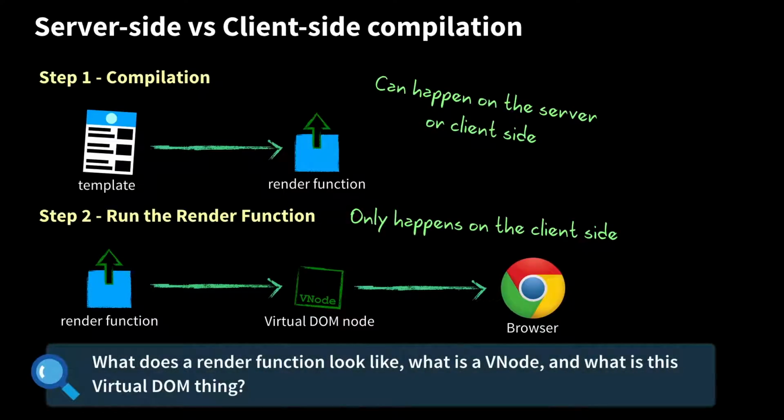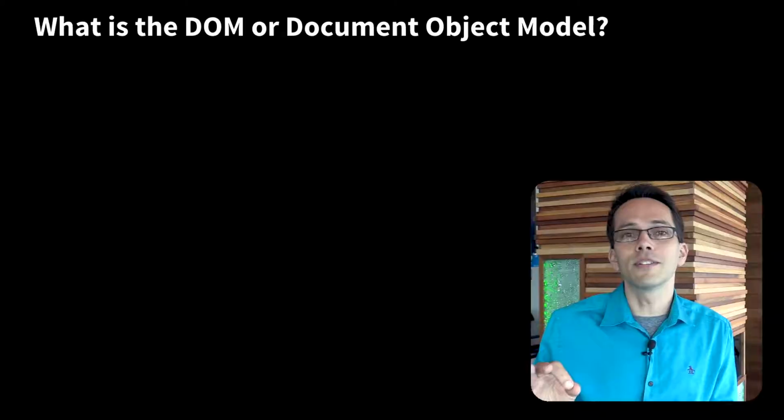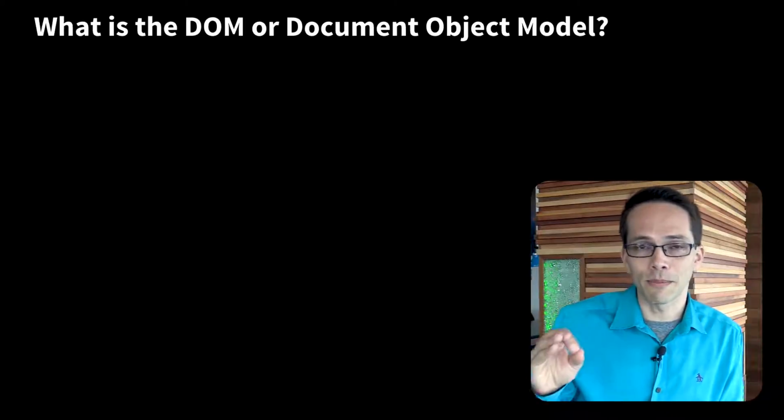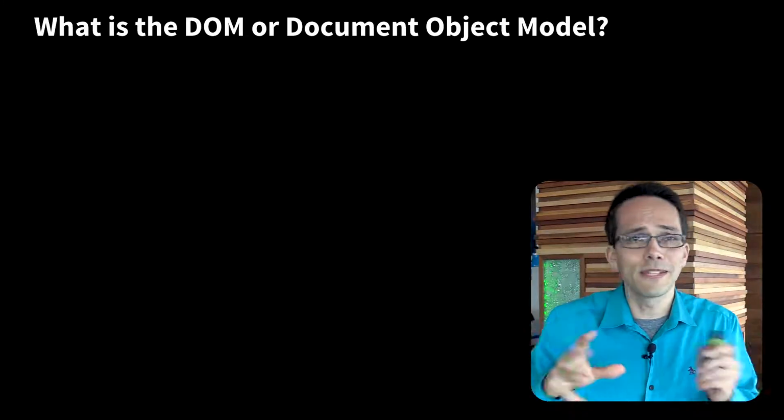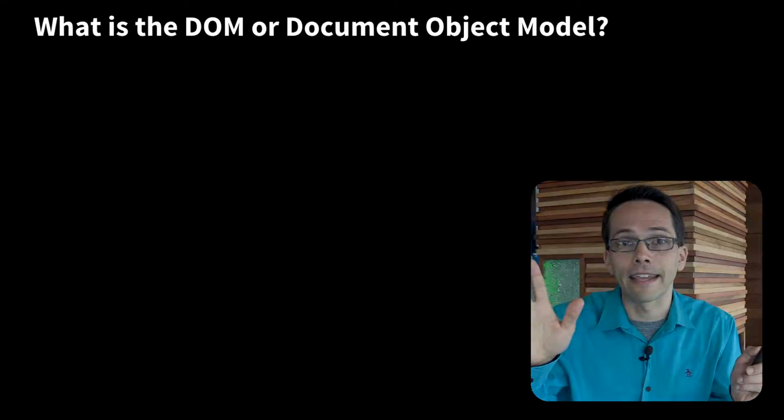You might be wondering, what does this render function look like? What is this vNode? And what's this virtual DOM thing? Well, let's jump into those questions now. First, we all need to know what the DOM, or Document Object Model, means. And if you already know what this means, just look at the pretty animation. It'll be done in a second.